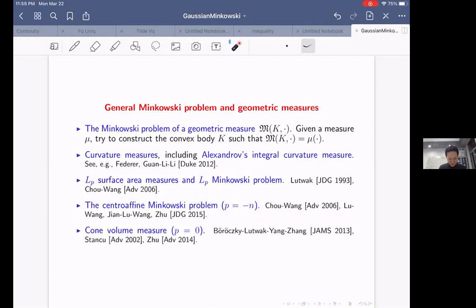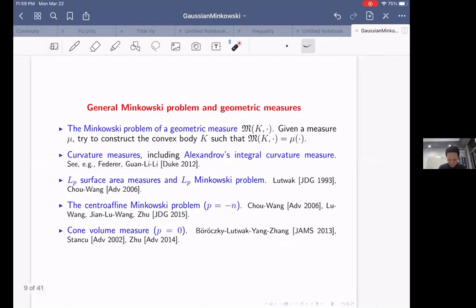Another important case is the case p equals 0. In this case, the L_p surface area measure is called the cone volume measure. Stancu has studied the case in dimension 2. Böröczky, Lutwak, Yang, and Zhang completely solved the symmetric case. And Zhu considered the discrete case.